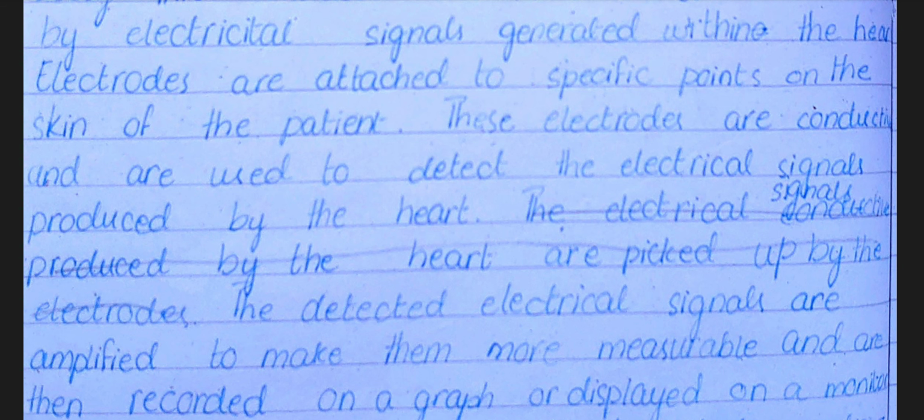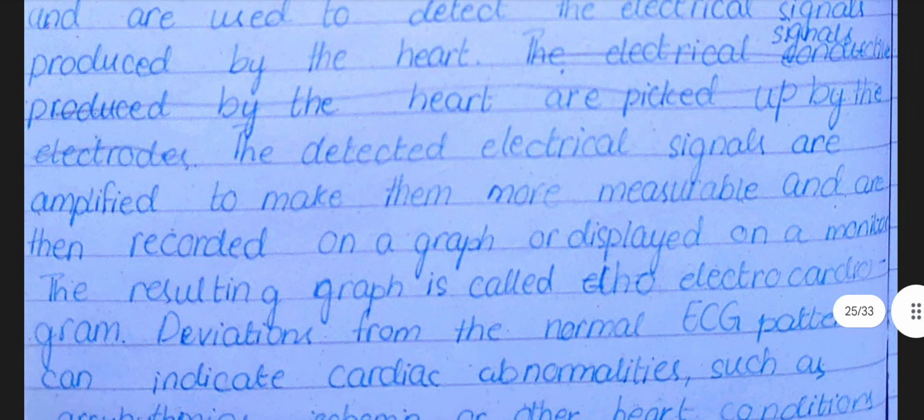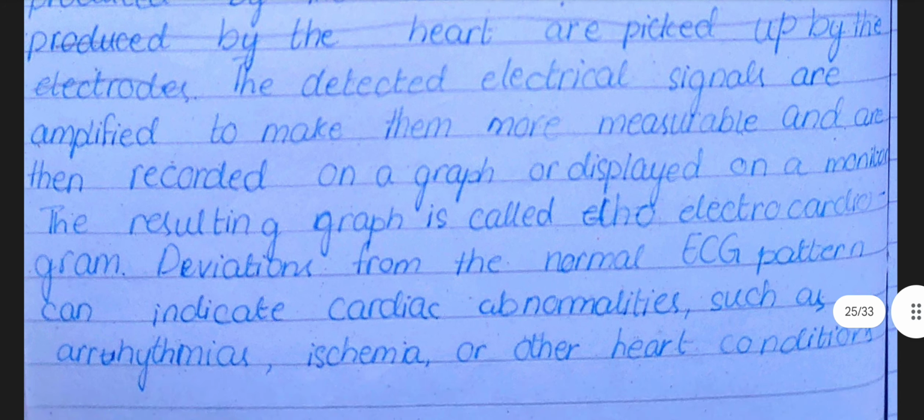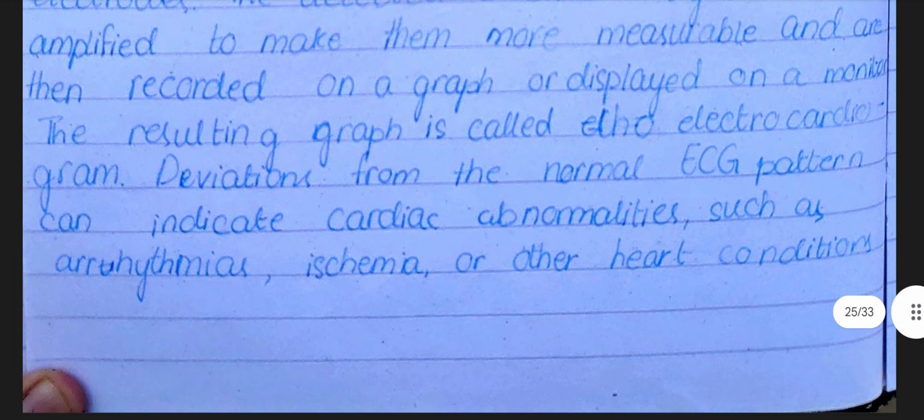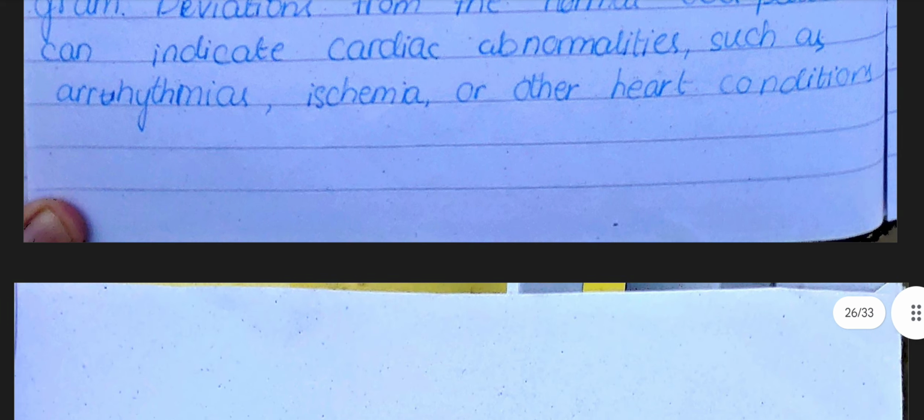The detected electrical signals are amplified to make them more measurable and are then recorded on a graph or displayed on a monitor. The resulting graph is called an electrocardiogram. Deviation from the normal ECG pattern can indicate cardiac abnormalities such as arrhythmias, ischemia, or other heart conditions.